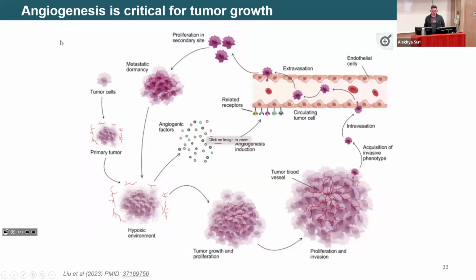So why do we care about angiogenesis? For a number of different reasons. But perhaps the most important one is that it's critical for tumor growth, right? So when you have tumor cells and they start forming a malignant growth, these tumor cells will produce a primary tumor.